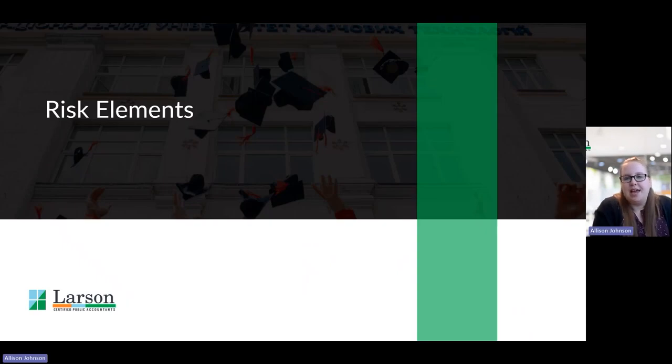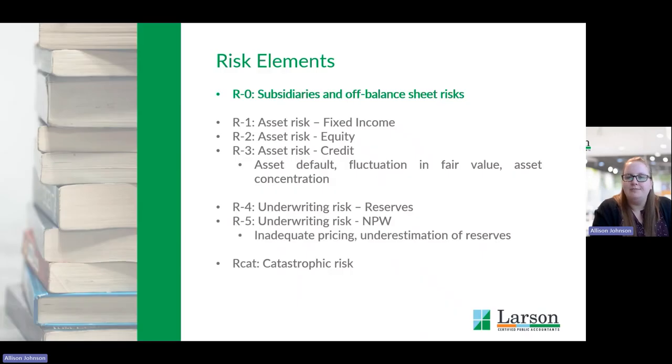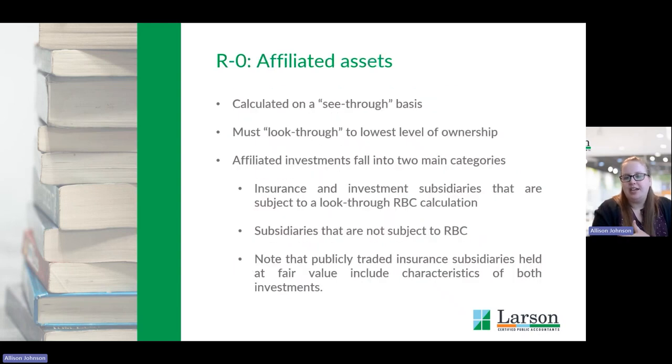So we're going to jump into the actual pieces of the formula. We call these risk elements. You'll see quite a few that we're going to work through today, and these are the puzzle pieces that come together to form the RBC formula. We're going to start with affiliated assets and off-balance sheet risk.